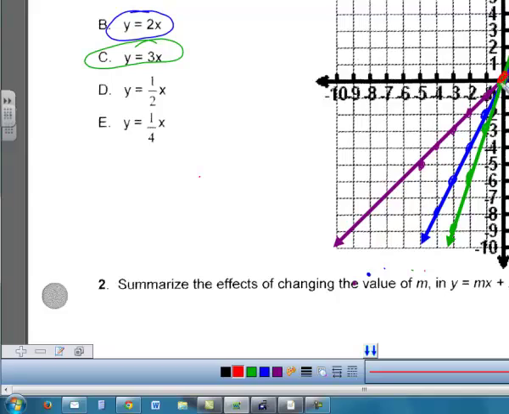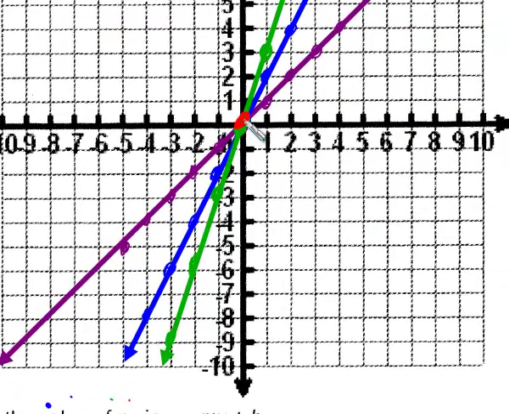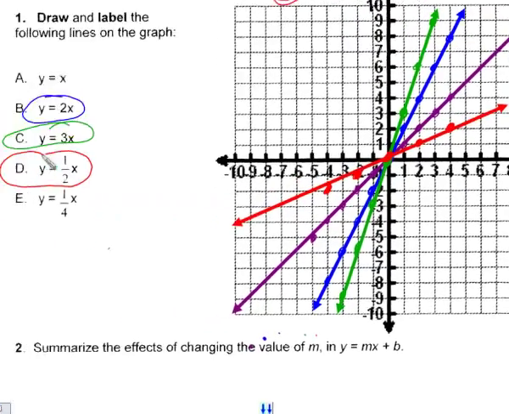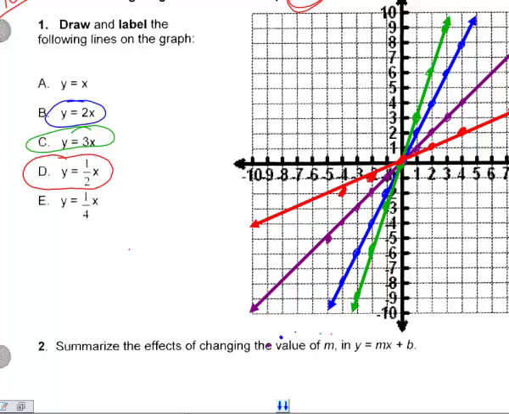So 0, 0 was one of them. And then 2, 1, 4, 2. Alright, and then same for over here. Negative 2, negative 1, negative 4, negative 2. Just kind of eyeballing this, so it's not going to be completely perfect. I don't expect yours to be either. But again, notice that I have plotted points, so I kind of know where I'm at.